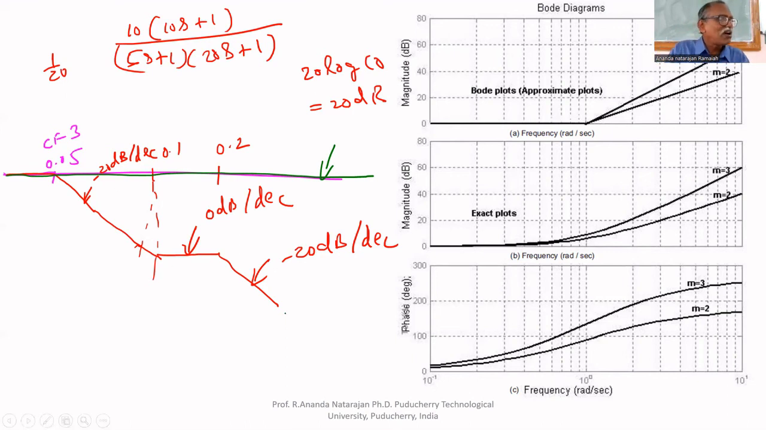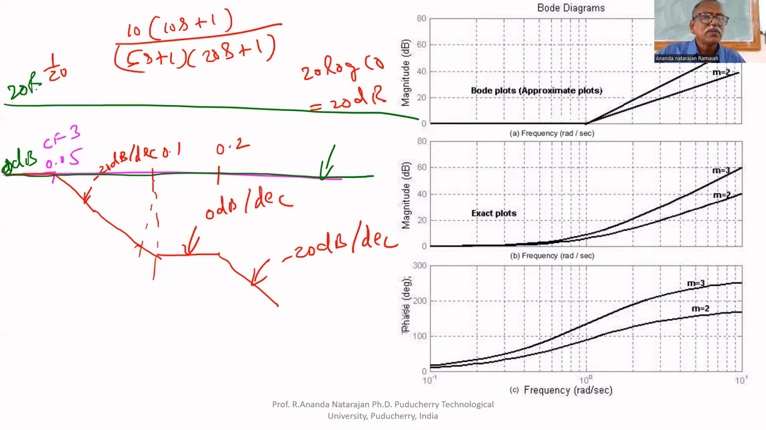You combined all the three, you got this. Now you have to combine k also. K is equal to what? K equal to 20 dB. Here you got a line. This is 0 dB. This is 20 dB.